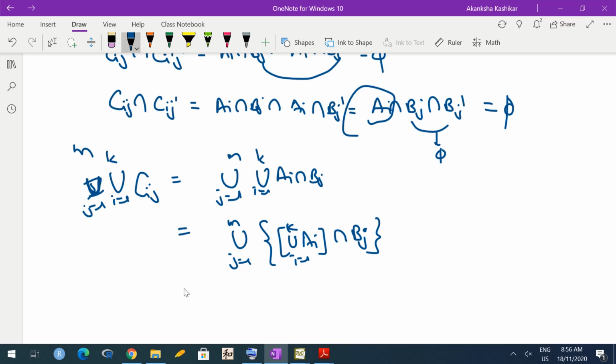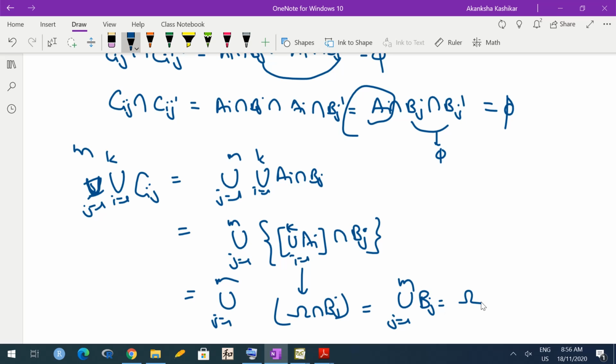Now since ai is a partition, union of ai is omega. So this becomes omega intersection bj, and omega intersection bj is just bj. So I am left with union over j going from 1 to m of bj, which I know is omega because bj's also form a partition. Okay. So what we have proved just now is Cij forms a partition.